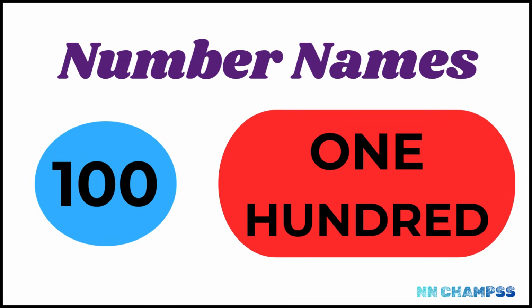If I add 2 zeros, then the number name is 100. O N E, 1, H U N D R E D, 100.